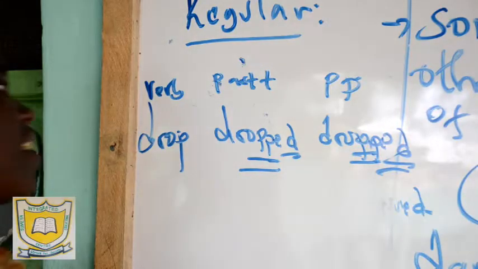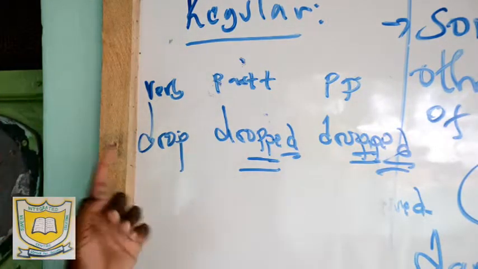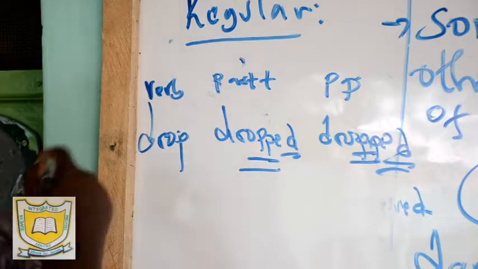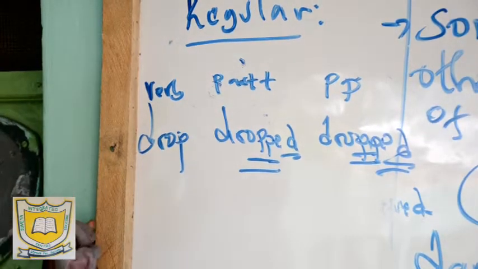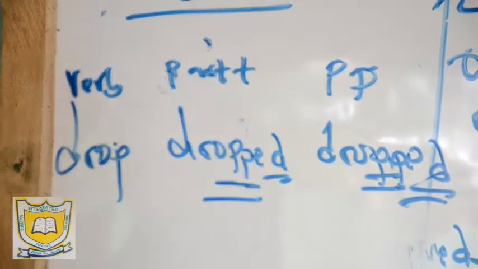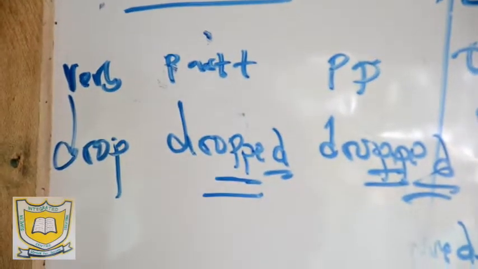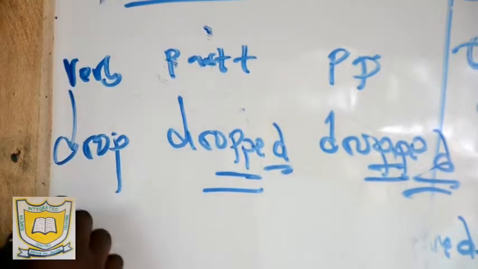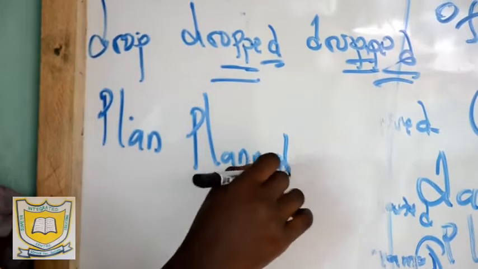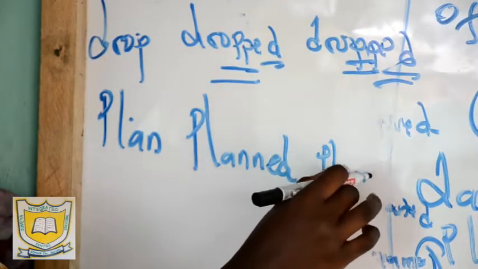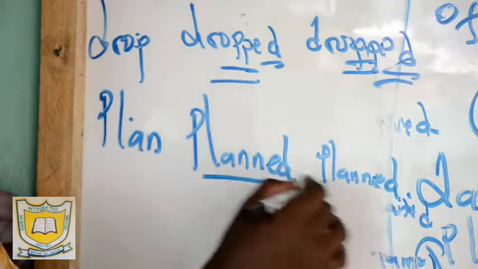What I mean by a double consonant is doubling that letter. For example, we have drop. So you double the P, that's what we call a double consonant, and then you add an ed to form its past tense and past participle. You also can have plan. For example, the past tense is with a double consonant: you have planned, and then you have planned, which is the past participle.